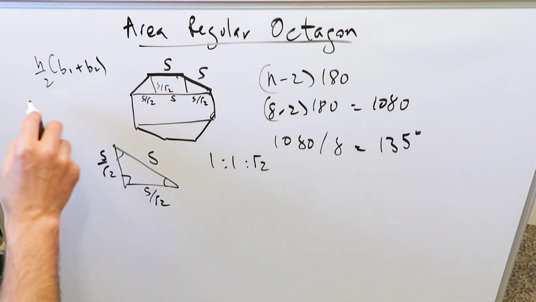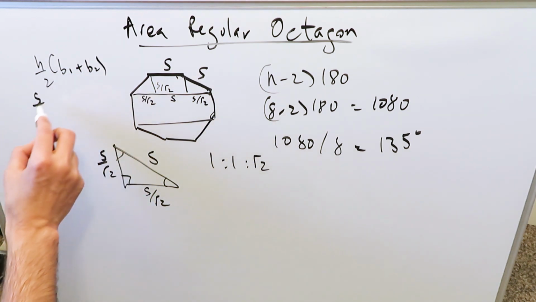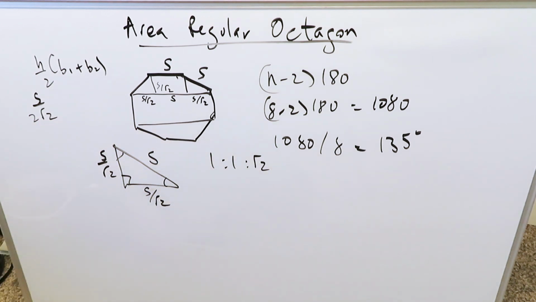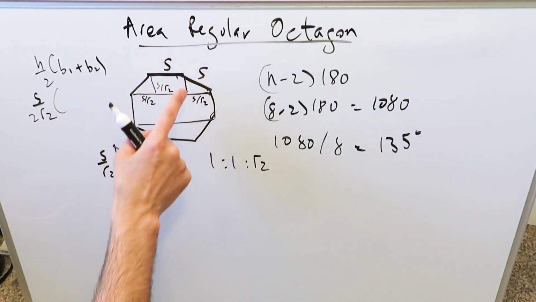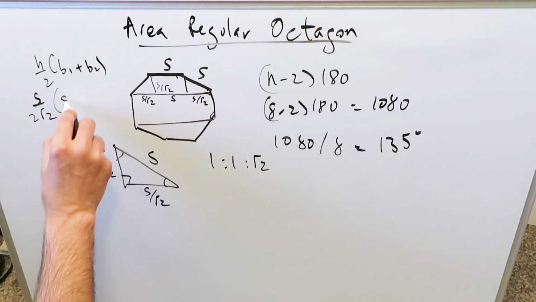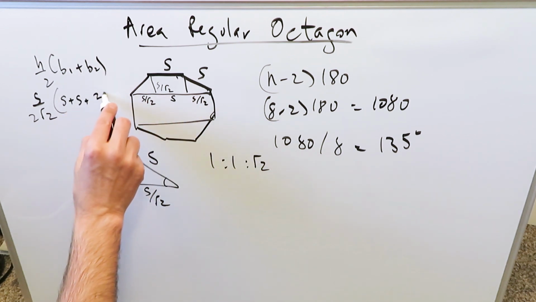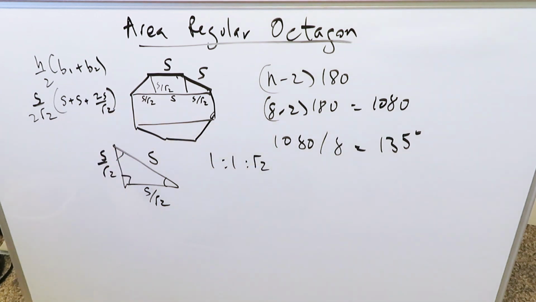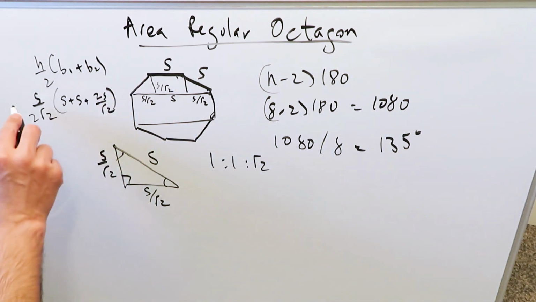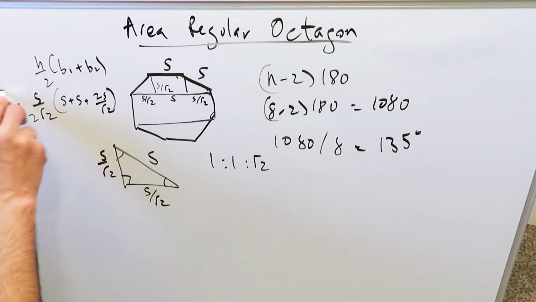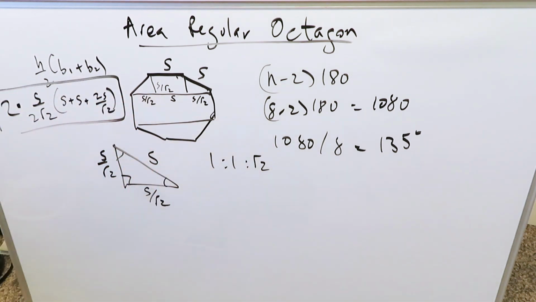I know what my height is. It's S over root 2 over 2, which is S over 2 root 2. B1 is S, plus this base, S plus 2 of these S over root 2's, which is 2S over root 2. Now this is the area of a single trapezoid, but I have 2 and I can multiply it by 2, and we have the trapezoid part done, the 2 trapezoids.